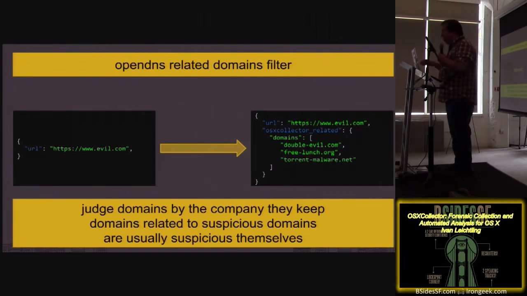But so with OpenDNS's data, we look at, okay, what are the domains related to this IP? And sometimes we get a hit. And then we look at what are the domains related to the domains that are related to this IP. And we have a command line flag. You can have as many generations as you want.